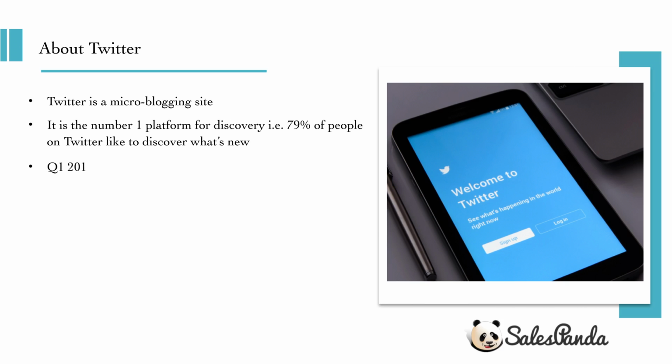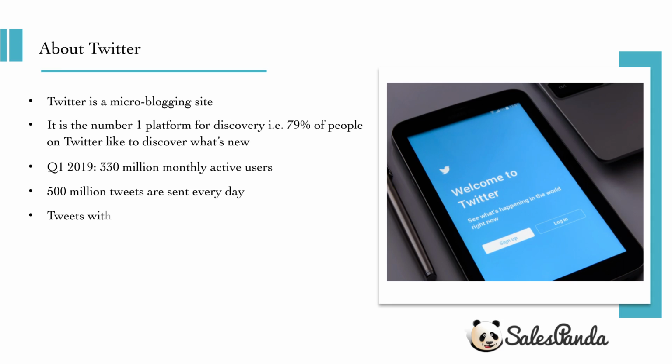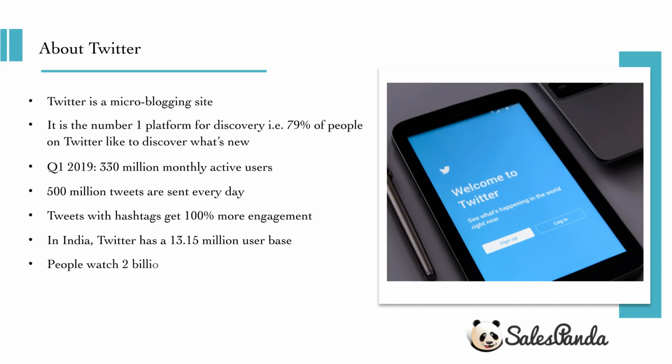In Q1 2019, the company stated it had 330 million monthly active users. 500 million tweets are sent every day. Tweets with hashtags get 100% more engagement. In India, Twitter has a 13.15 million user base. People watch 2 billion videos on Twitter per day. That's 66% year-on-year growth in 2019.